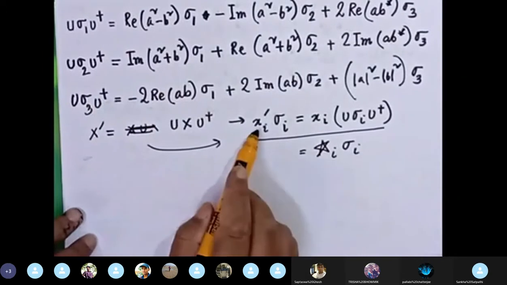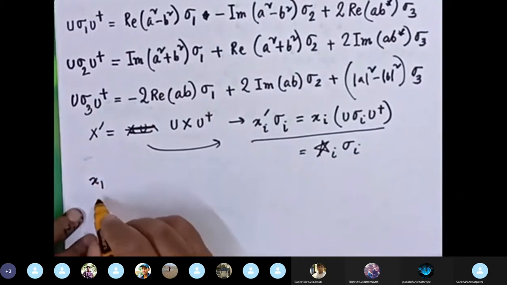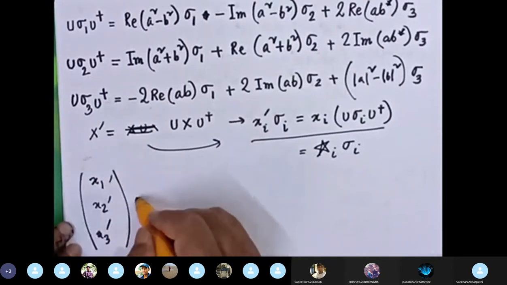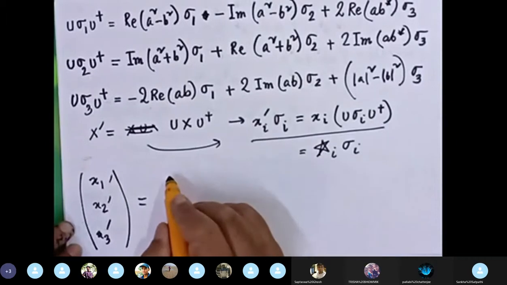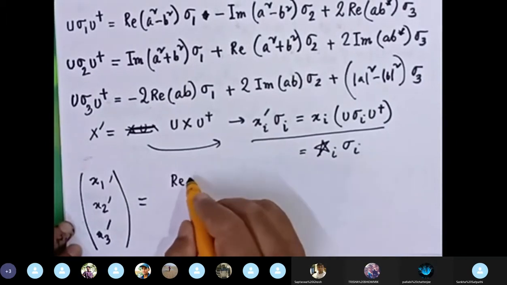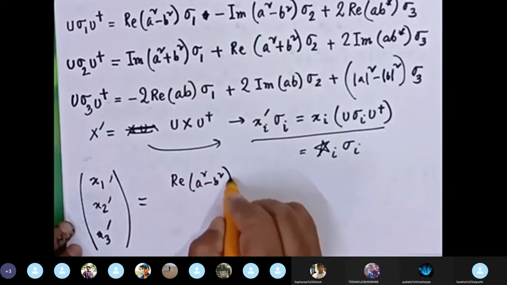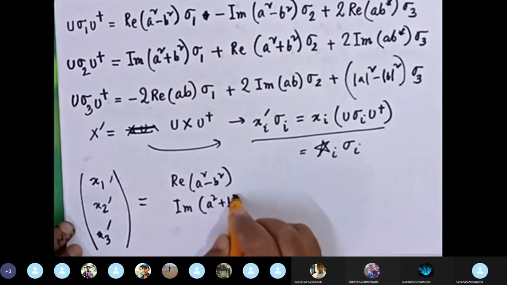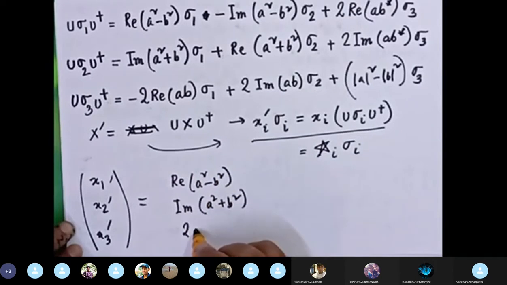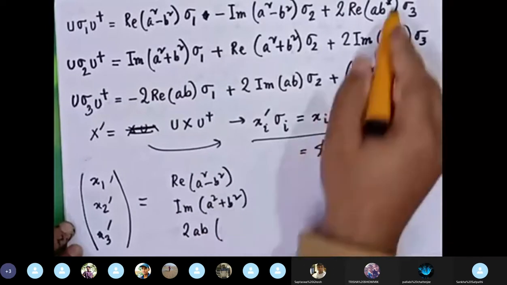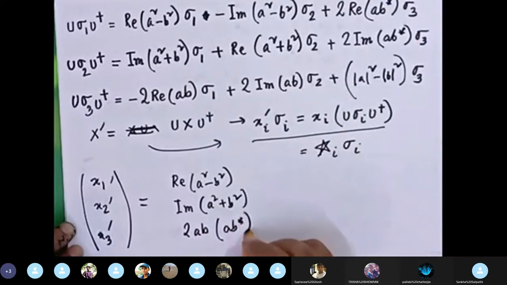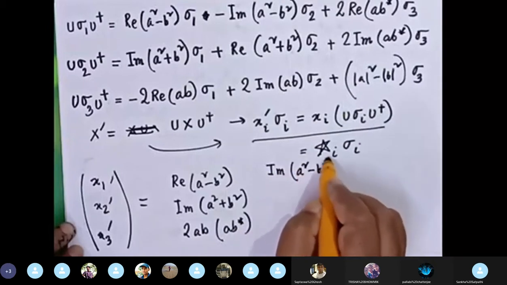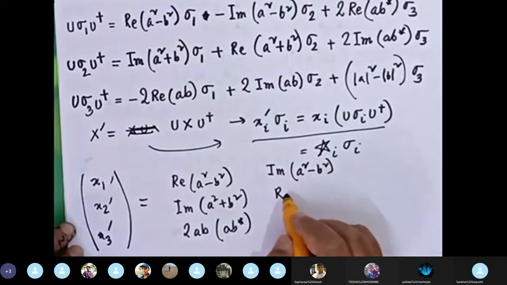So now we can write this matrix x1 prime, x2 prime, x3 prime is equal to real part of A square minus B square, this is imaginary part of A square plus B square, 2AB, this thing A B star. This is a very important relation to understand the entire business.